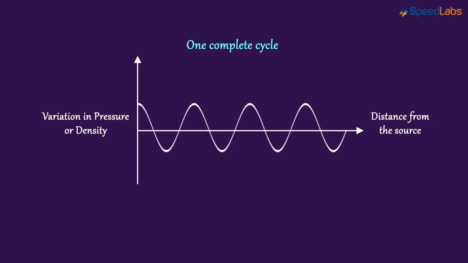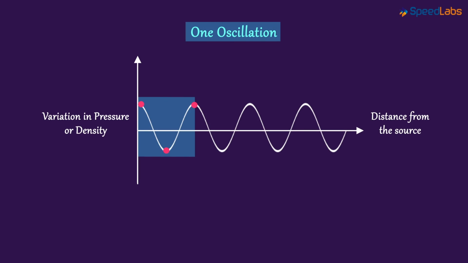When the density in the medium moves from the maximum value, that is this one, to the minimum value here and back to the maximum, we say that the sound wave has completed one oscillation. This is one oscillation of a sound wave. Maximum to maximum. And from this point to this point will be another oscillation and so on.